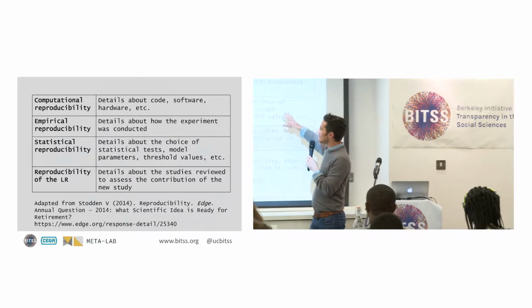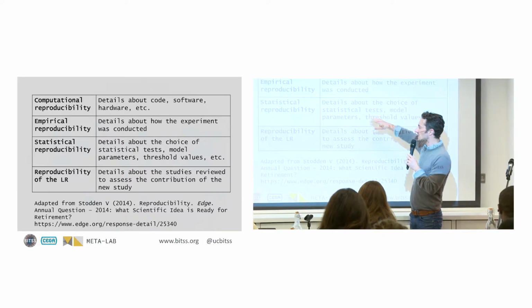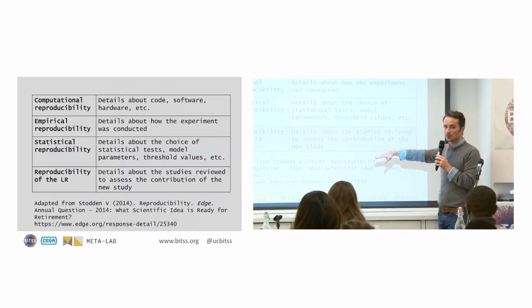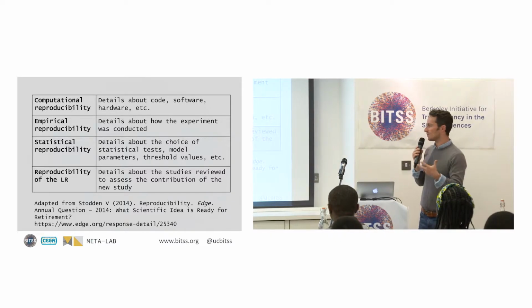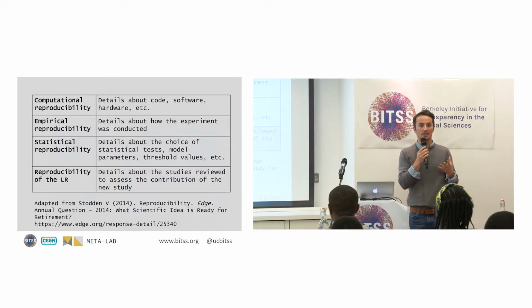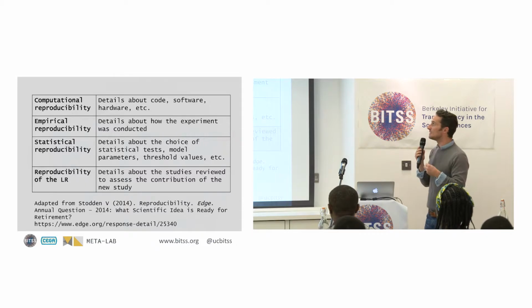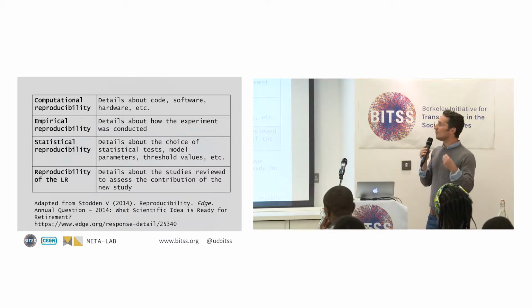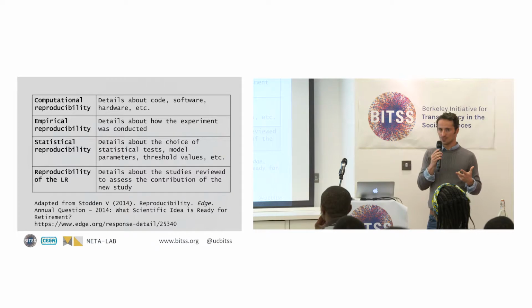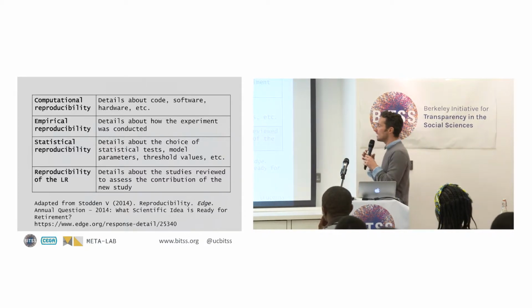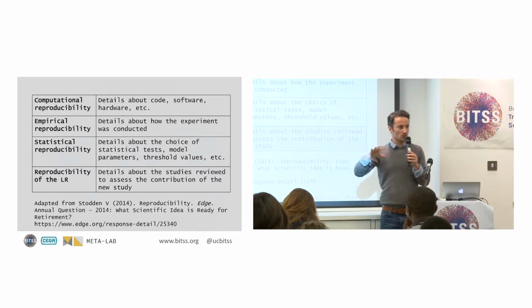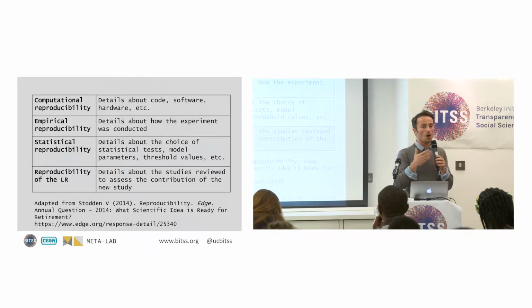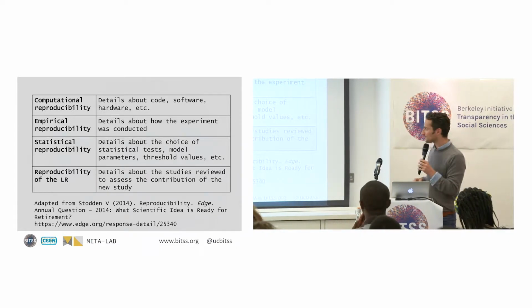Okay, I took this table, the first 3 rows actually, from an article written by Victoria Stodden, who's a leading scholar on issues of reproducibility. And she says that reproducibility means 3 different things. It means computational reproducibility, empirical reproducibility, and statistical reproducibility, right? So this is what she means by reproducibility. And I would argue that the reproducible literature review adds another dimension to reproducibility, which is also how reproducible is your literature review.